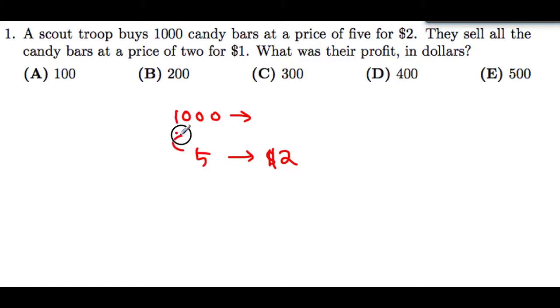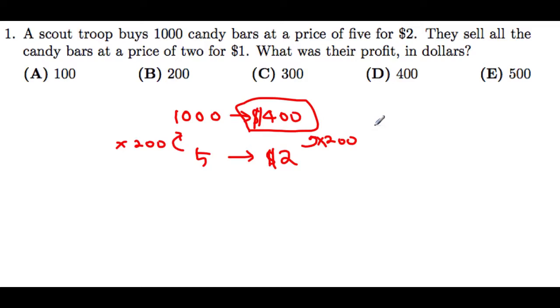So all we have to do is realize that we get 1,000 from 5 by multiplying by 200. So we have to multiply by 200 on the other side. Once we do that, we get $400. So in other words, $400 will be the cost. Now, how much are they selling? So let us look into this one.